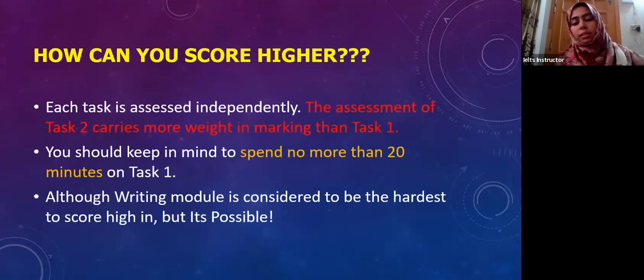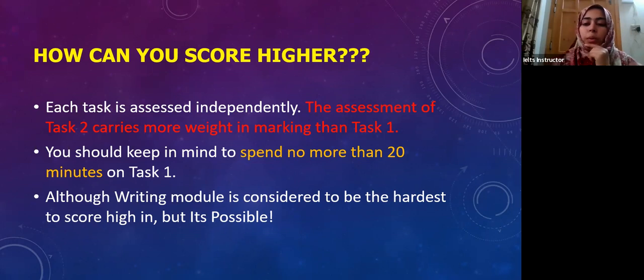As I said, the minimum word count for task 1 is 150, and the minimum word count for task 2 is 250. Also, I should add one more thing here, that the weightage of task 2 is more than task 1. If you look up the scoring criteria of your IELTS exam, whatever you have scored in task 1, they consider that value and add it to whatever you have scored in task 2, but twice.